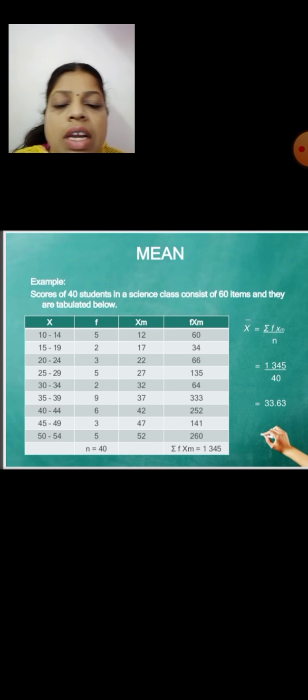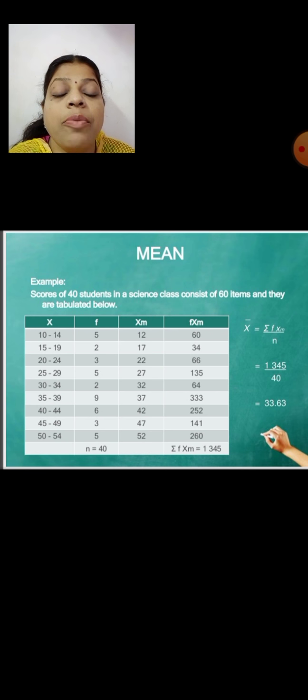Here we can see 10 to 14, what is the mid value? It is 12, right? Then what is the next class interval? 15 to 19. Here the mid value is 17. And 20 to 24, 22; 25 to 29, 27; 30 to 34, 32; 35 to 39, 37. So on like 42, 47 and 52. These are the mid values of all class intervals.